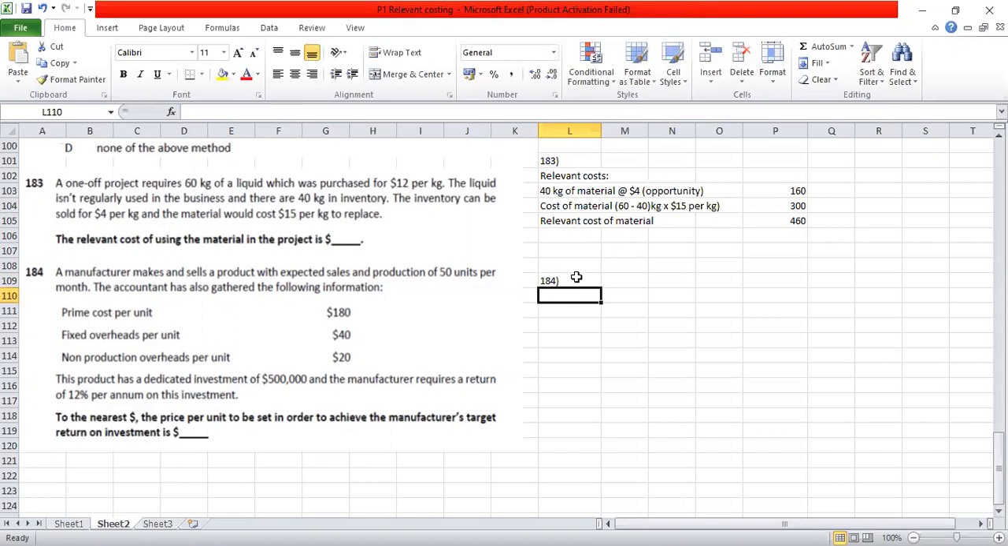A manufacturer makes and sells a product with expected sales and production of 50 units per month. The accountant has also gathered the following information. Prime cost, fixed overhead per unit, non-production overhead per unit. This product has a dedicated investment of 500,000 and the manufacturer requires a return of 12% per annum on this investment to the nearest.